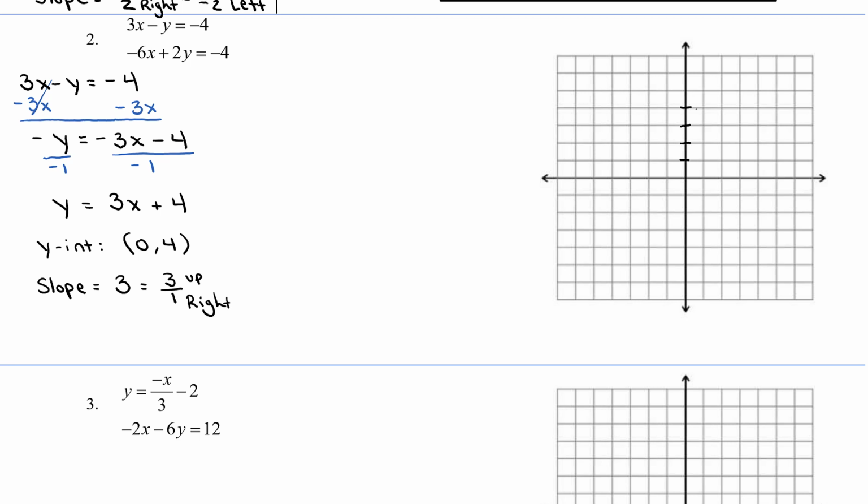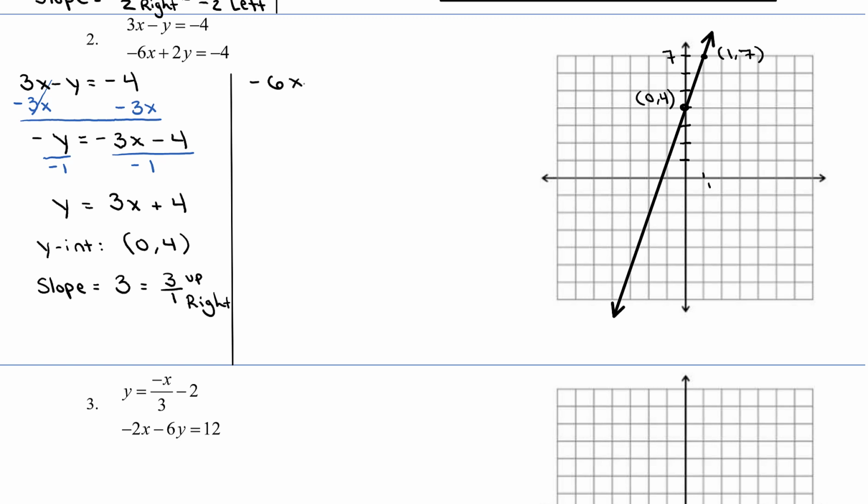So let's go ahead and go to 4 on the y-axis. And I'm going to go ahead and draw a point there. 0, 4. And I'm going to go up 3 units from 0, 4, and then 1 unit to the right, and that's going to land me on the point 1, 7. Now that I have 2 points, I'm just going to connect those 2 points and extend my line past those points. And there we have our first line.